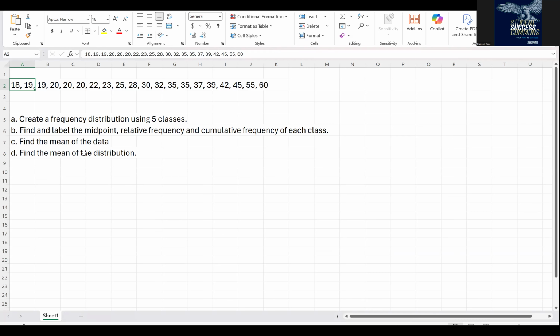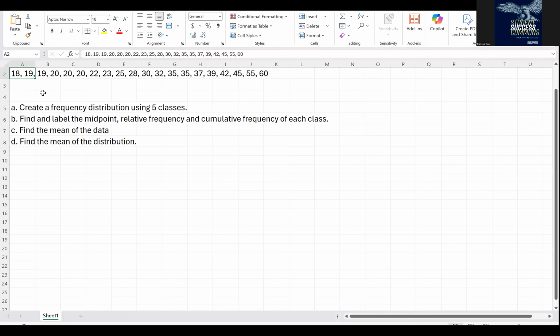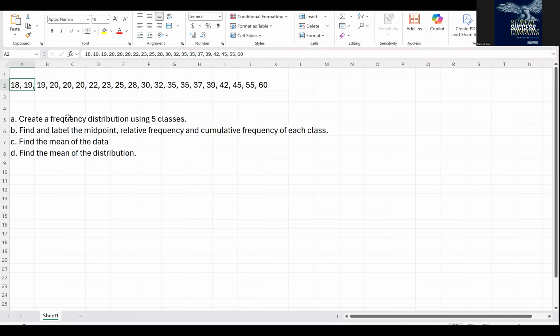So the first thing we are asked to do with these numbers is A, create a frequency distribution using 5 classes. What they're saying is they'd like us to take this data, take these numbers, and put them into 5 groups. That's what classes are. They're groups. Now I have to have 5 specifically, and there's actually a special way that we can determine how big the groups are supposed to be.